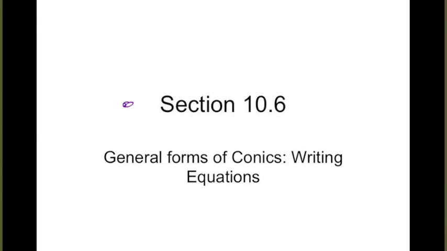Today we're going to look at the other half of lesson 10.6, which is about how we can do the opposite of what we did yesterday. Yesterday we were given a graph. Today we're either going to be given a picture of the graph or we're going to be given characteristics about it, and we want to put that back into an equation.